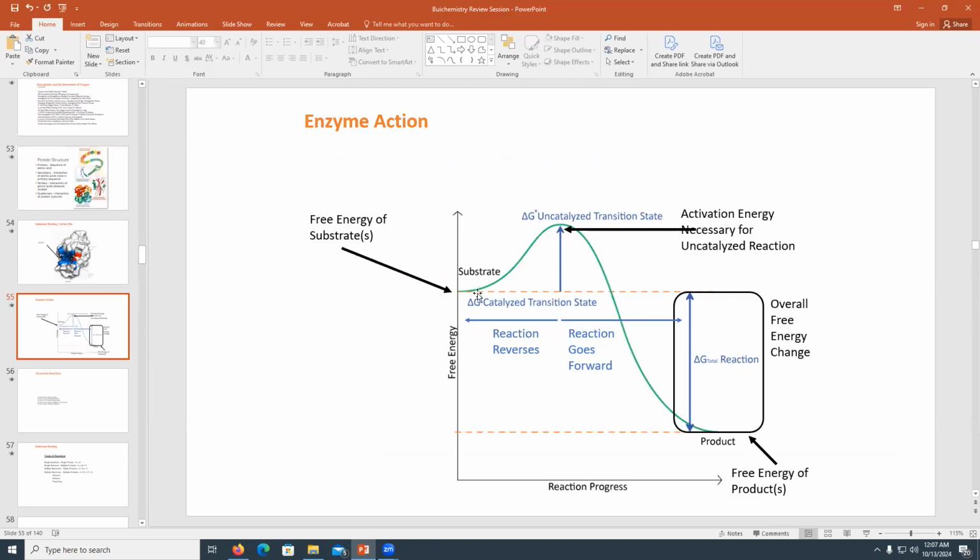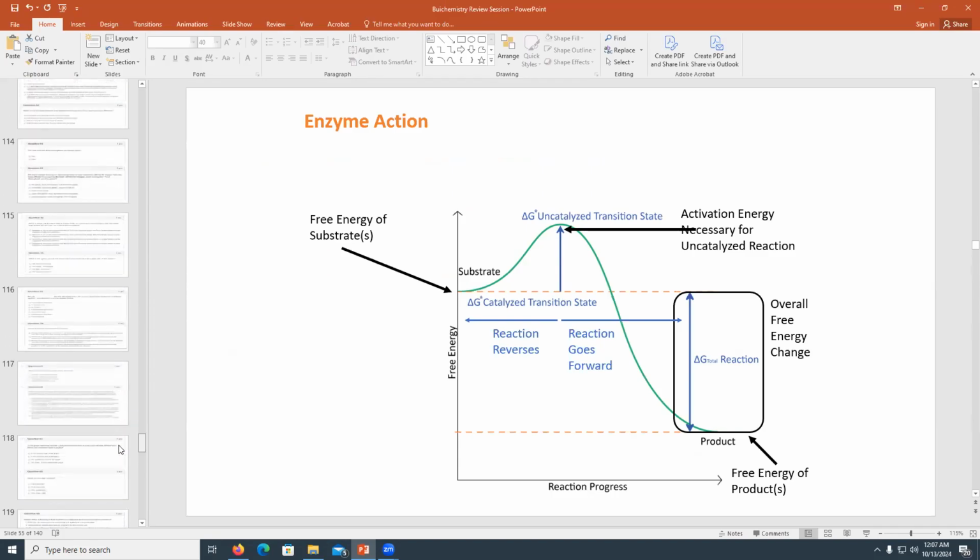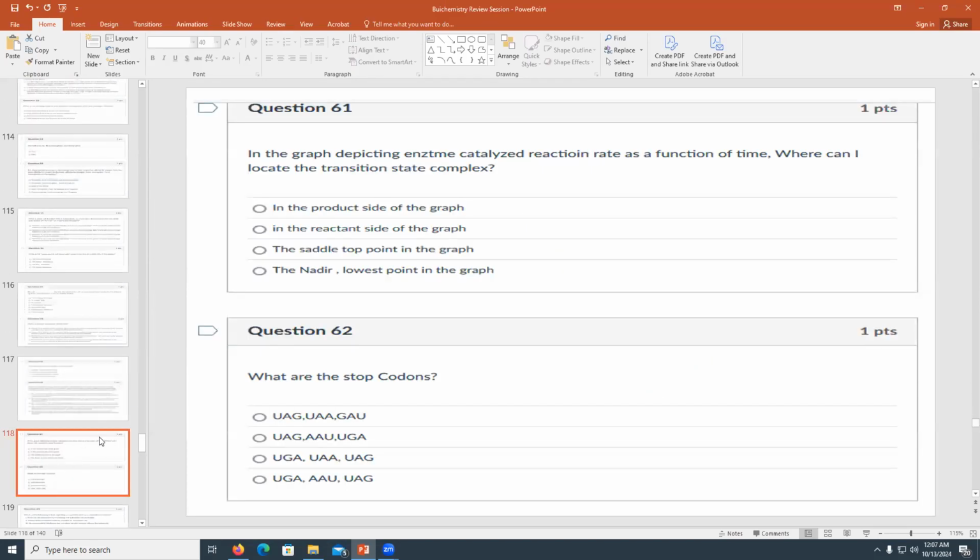So the activation energy is the energy from the substrate up to the transition state complex, the saddle, the top point. The nadir is down here. That's the lowest point, where you have the product. But up here is where you have your transition state complex.